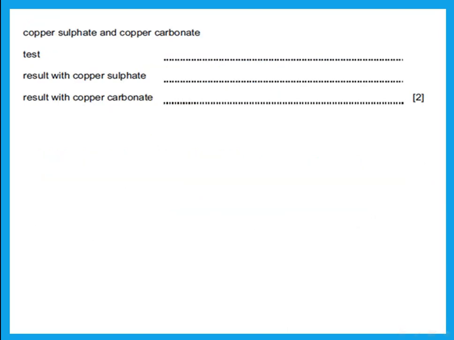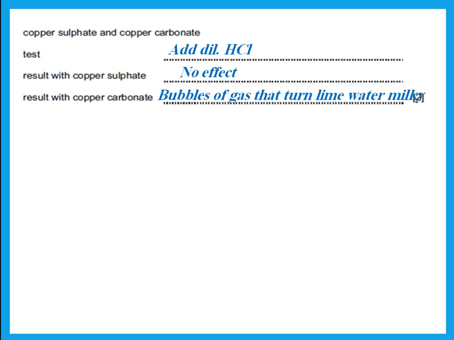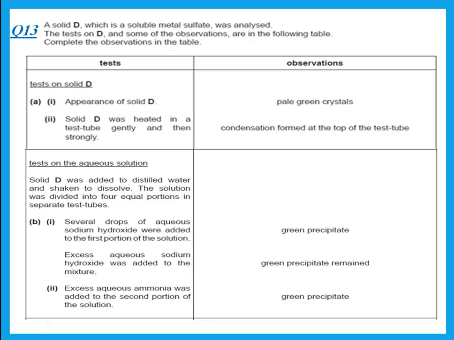Copper sulfate and copper carbonate. Again, both of them have copper. So I cannot do the test for copper. Both of them would give me the same result. But the difference here is one of them is a sulfate and the other is a carbonate. So either I do the test for sulfate or I do the test for carbonate. So if I say add dilute hydrochloric acid, now with the sulfate, I will not see anything. So no effect or no change. With the carbonate, we get bubbles of gas that turn lime water milky. Do you get the idea?